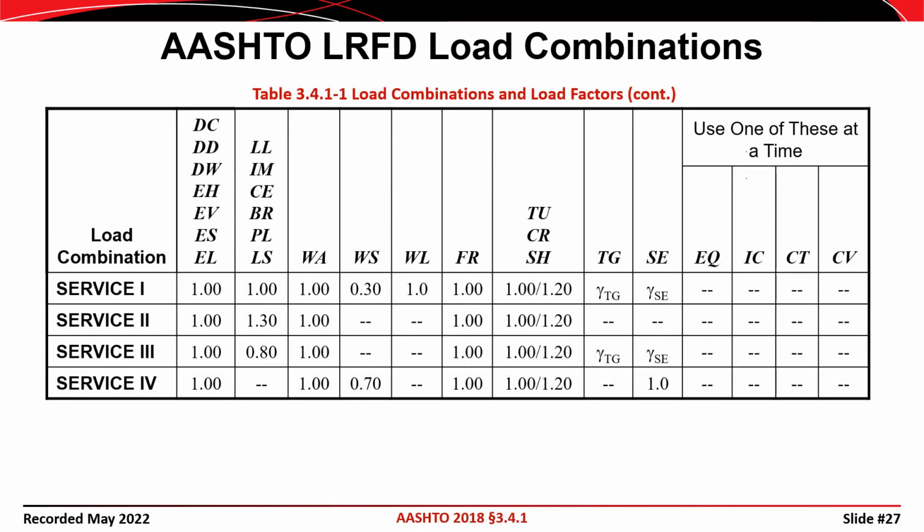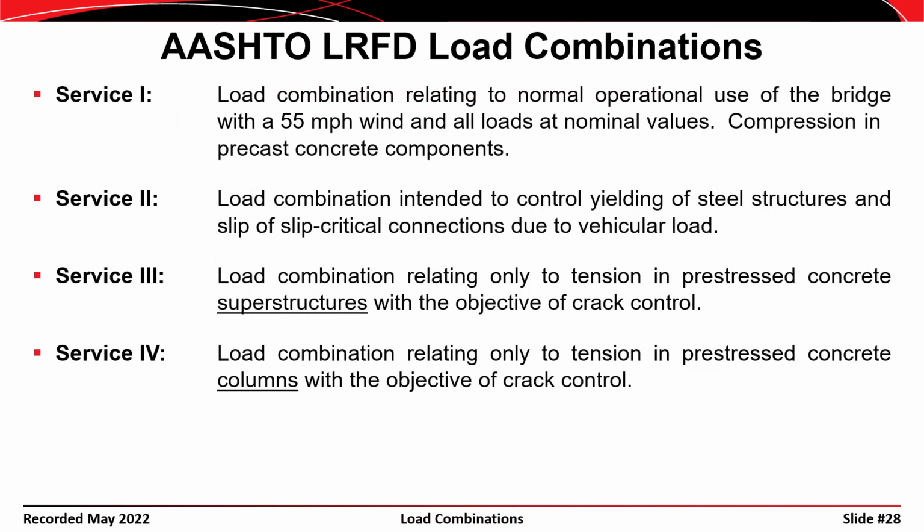Okay, here are the load combinations for serviceability checks. You have service 1, 2, 3, and 4. So you have a load factor of 1 on the dead load, and the load factor on the live load varies between 1 to 1.3 to 0.8. Okay, service 1 is there for normal operational use of the bridge. You use that to check things like compression in precast concrete components. Service 2 is to check load combinations intended to control yielding in the structures and to check slip-on connections. And then service 3 and 4 are there to check crack control in pre-stressed concrete.